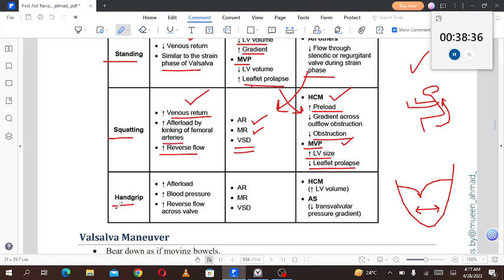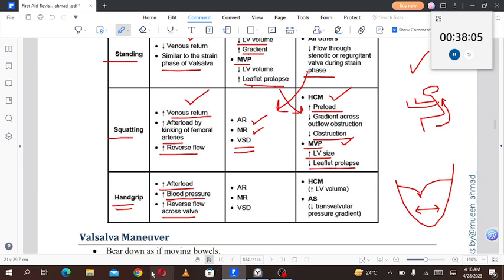Now there is the hand grip maneuver. If you grip the hand of the patient, or we do the hand grip maneuver, there is increase in the afterload. Why so? Because we are increasing the total peripheral resistance by compressing the arterioles or maybe the arteries. The blood pressure is also increased because of increase in the afterload, and the heart has to push harder. And thirdly, the reverse flow across the valve is increased.